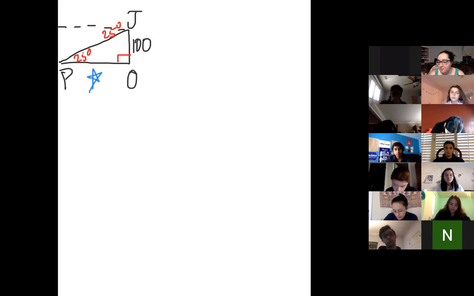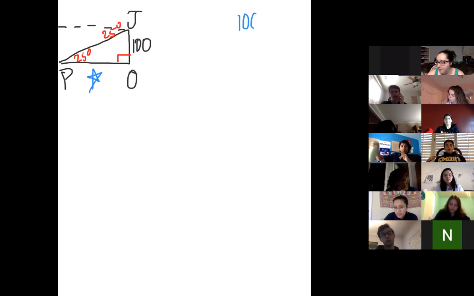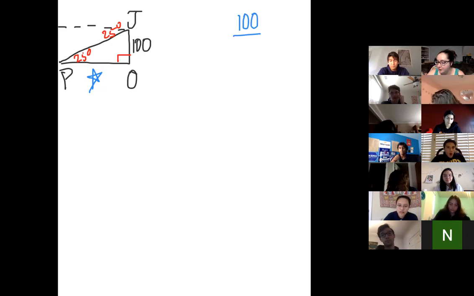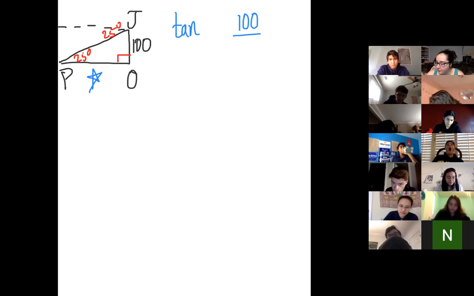Wait, opposite over adjacent. Yeah, opposite over adjacent, which is which command? Tangent. So I have tangent of 25 is equal to 100 over x.